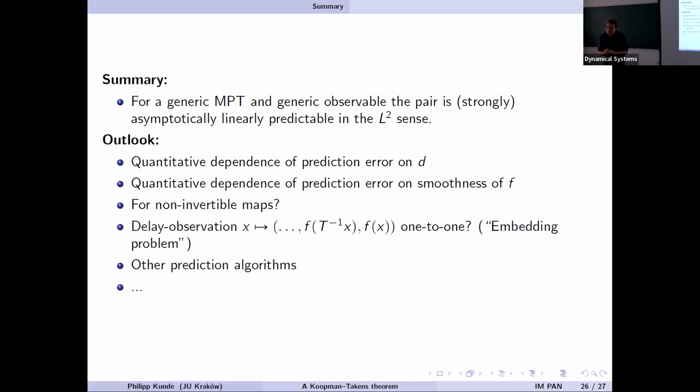Then you would also have to look at not only the autocorrelation, but higher moments of this dependence between variables. Yeah. So I'm sure that things like the cyclic vector will not play this prominent or relevant role there at all, because it's.